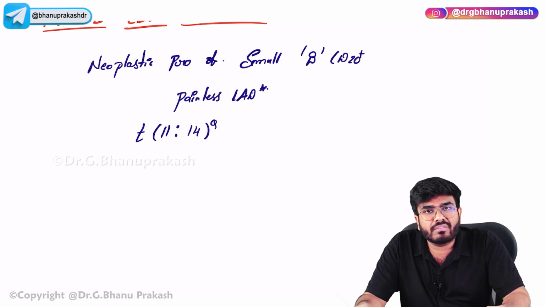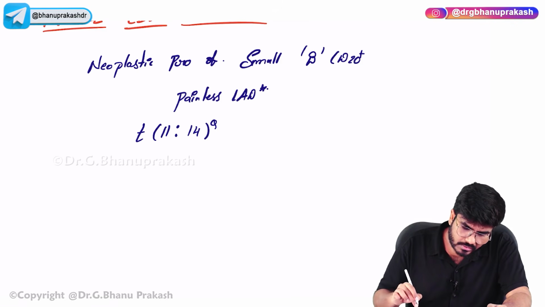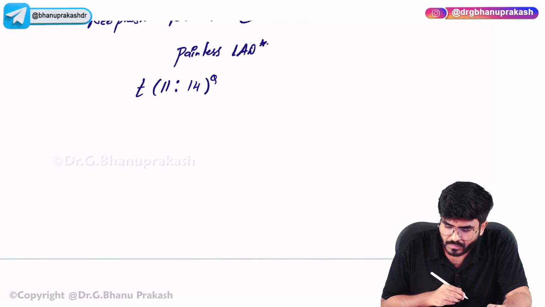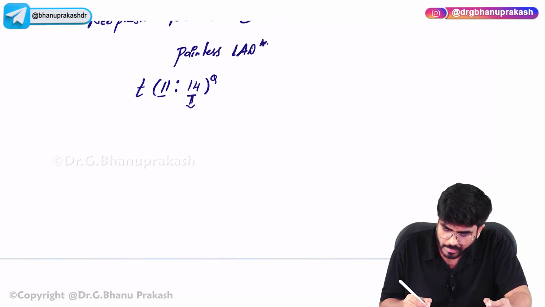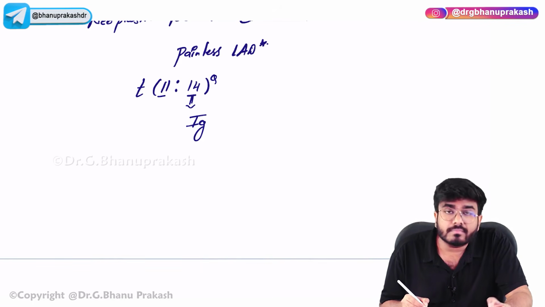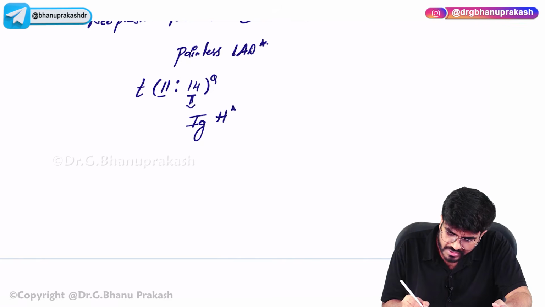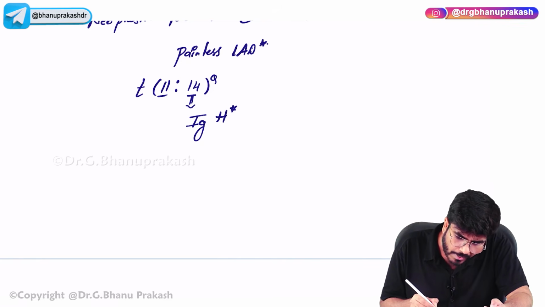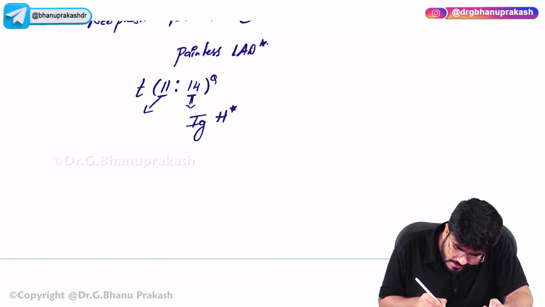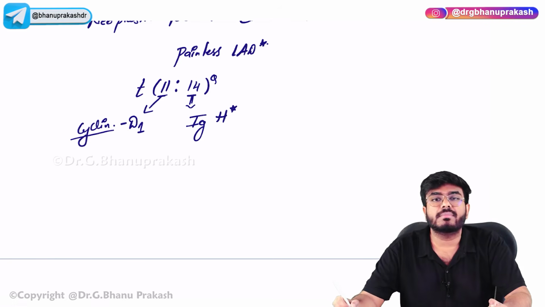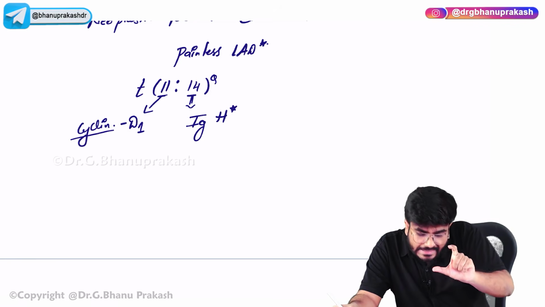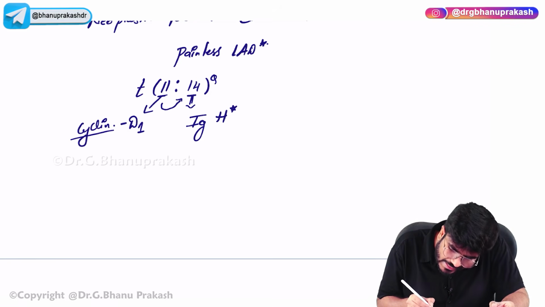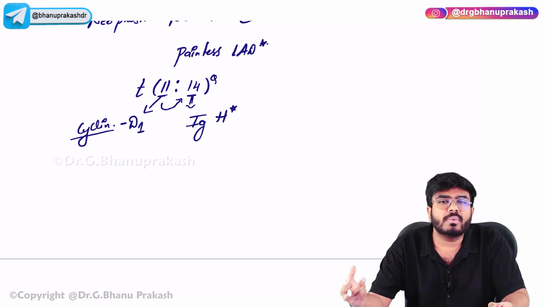So what exactly is the problem with that 11-14 translocation? On chromosome number 14, there is the immunoglobulin heavy chain gene, which is highly active. On chromosome number 11, there is the gene for cyclin D1. So this cyclin D1 gene is going to come and get attached to chromosome number 14.